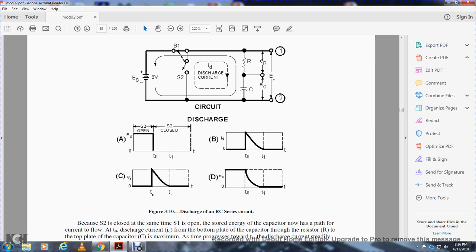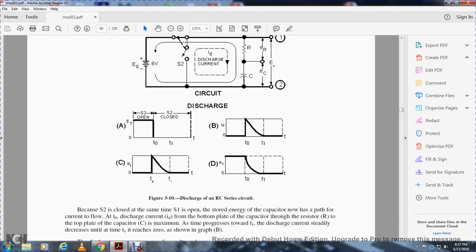Because switch two is closed at the same time switch one is open, the stored energy in the capacitor now has a path of current flow. At time interval zero, the discharge current shown in B flows from the bottom plate of the capacitor through the resistor to the top plate of the capacitor, and is maximum. As time progresses toward time interval 1, the discharge current steadily decreases until it reaches 0 at time 1, as shown in graph B.